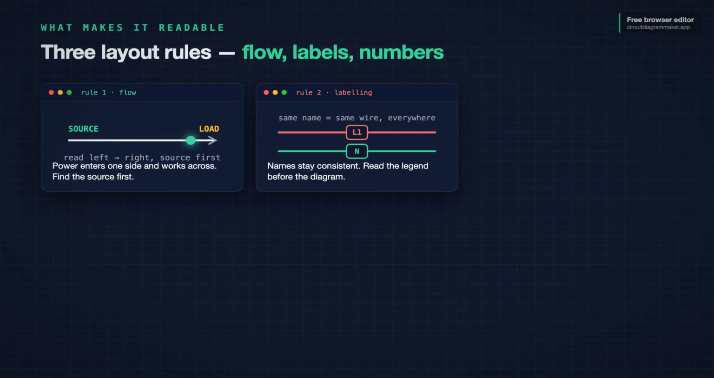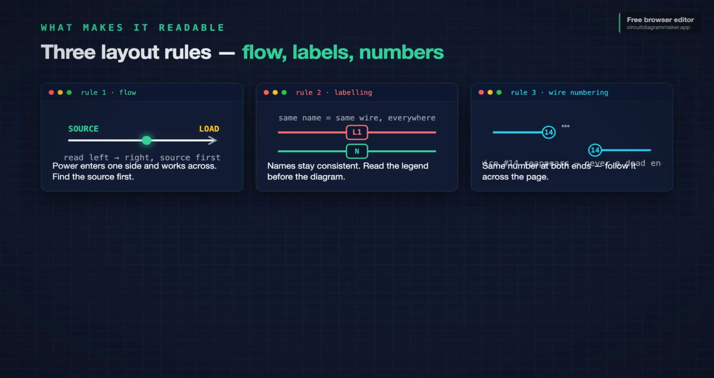Rule 3 is wire numbering. In a bigger drawing, every wire carries a number. That same number shows up at both of its ends, even when the wire leaps clear across the page. See a wire vanish off the edge? Find its number, and it reappears somewhere else. Same number, carrying straight on. Nothing is ever really a dead end. Flow, labels, numbers. When a diagram feels unreadable, it is almost always because one of those 3 got skipped.